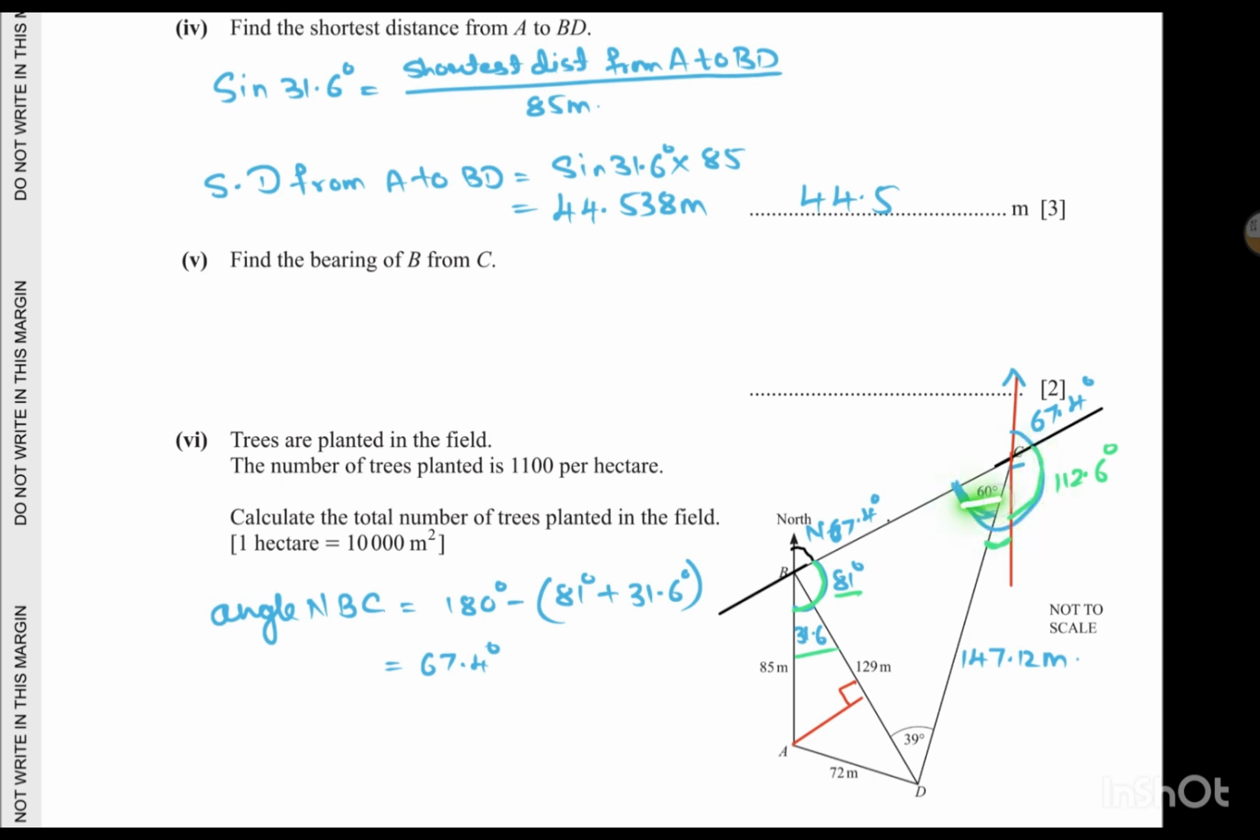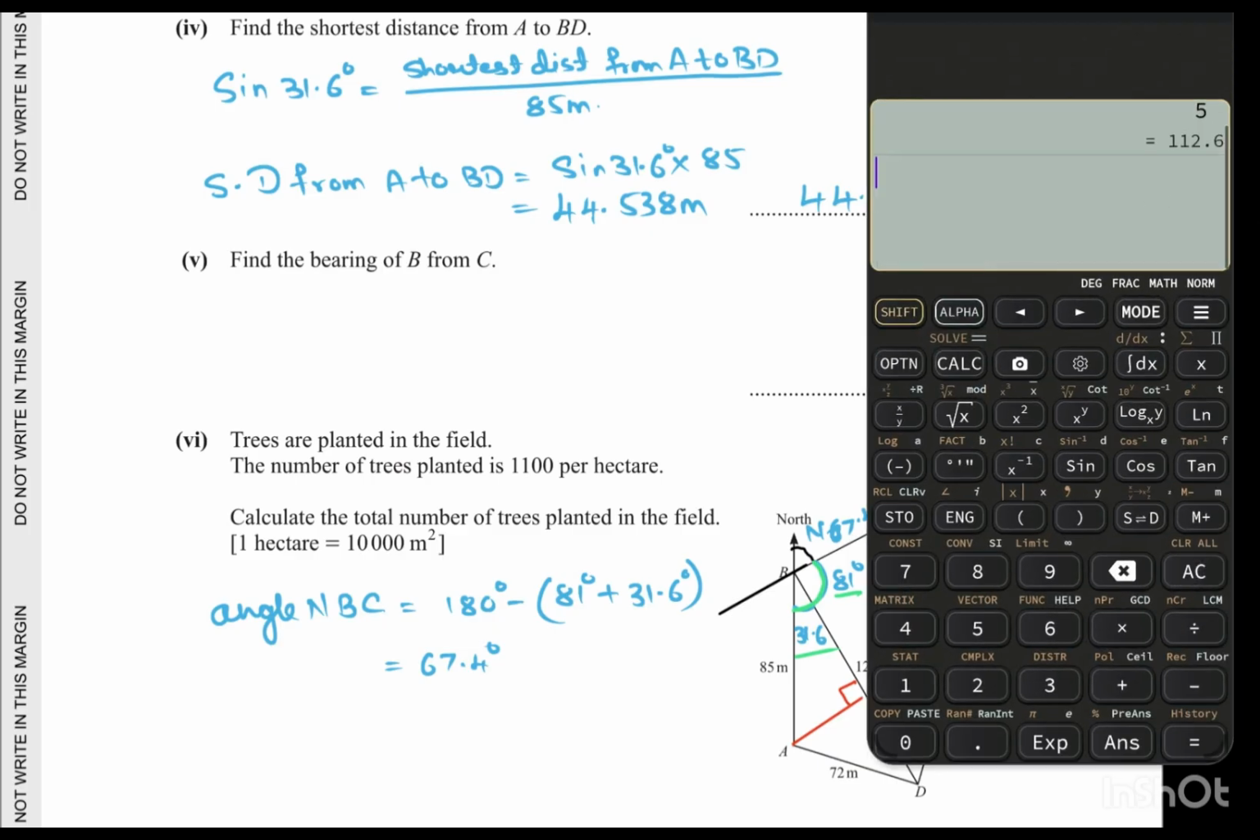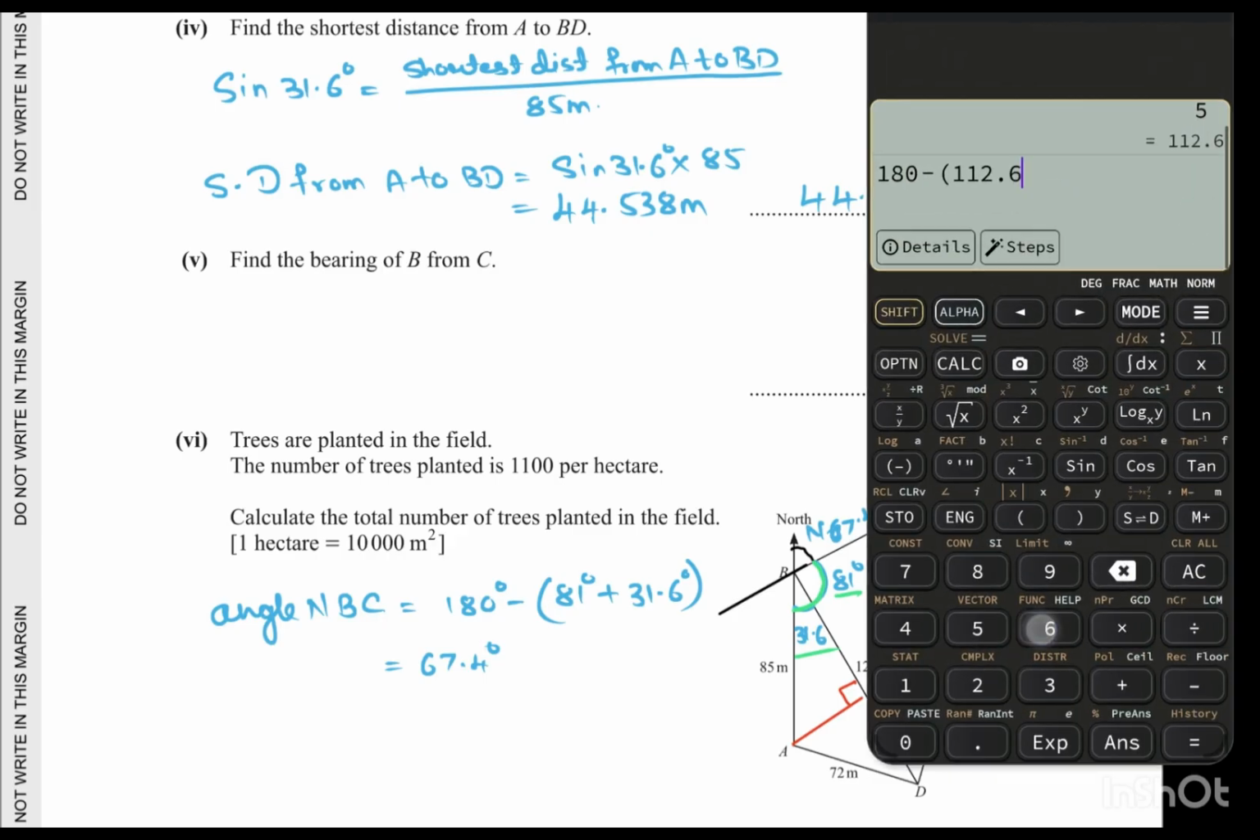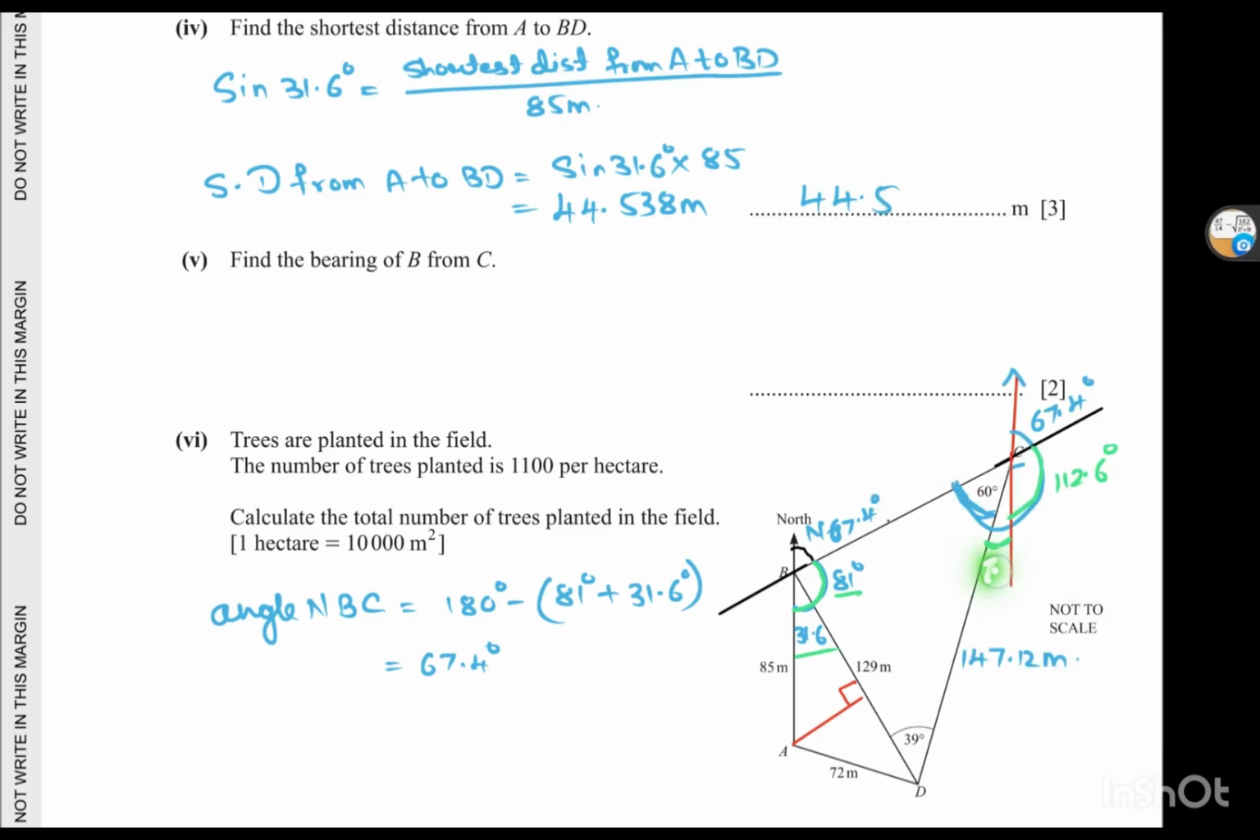So just to do 180 minus the sum of these two angles, we get this part of the angle. Let us find out 180 minus the sum of 112.6 plus 60, we get 7.4. So now this is 7.4 degrees. Now we got all the angles. Now we'll add them all, this one, this one, this one, and this one, all four angles. So we get the bearing here.